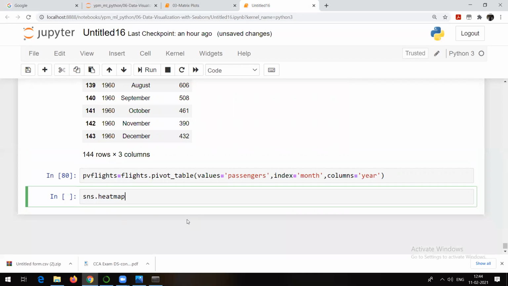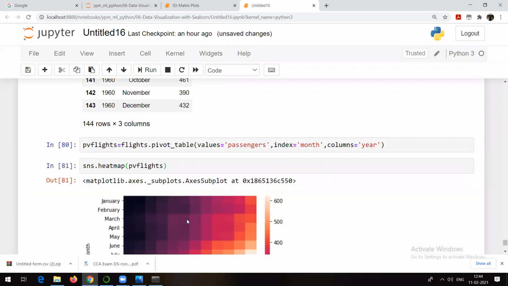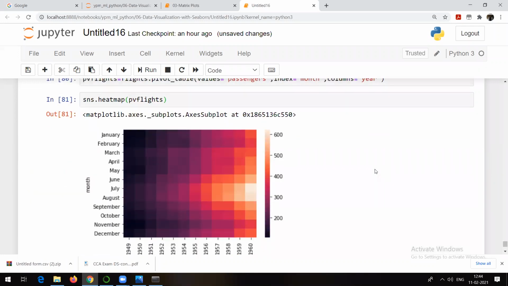PV flights heat map, because a heat map always needs the input or parameter in the form of a table or a matrix. So sns.heatmap, PV flights, as we have just seen, and we'll be able to see something like this. Now, how can you interpret this?